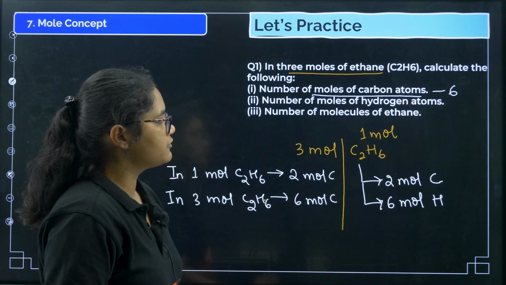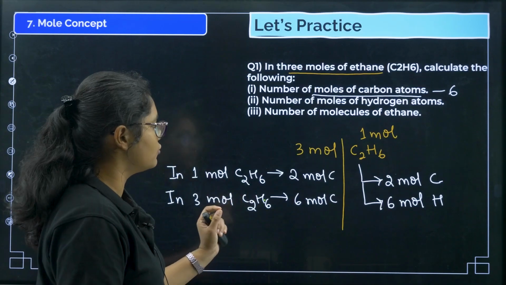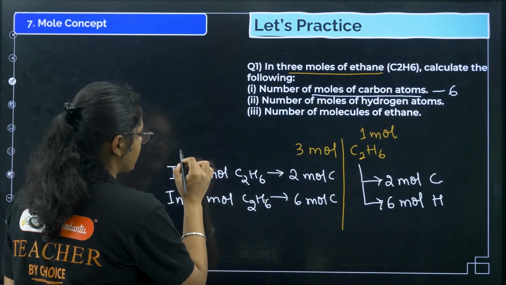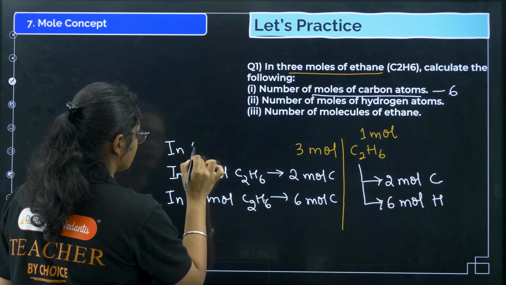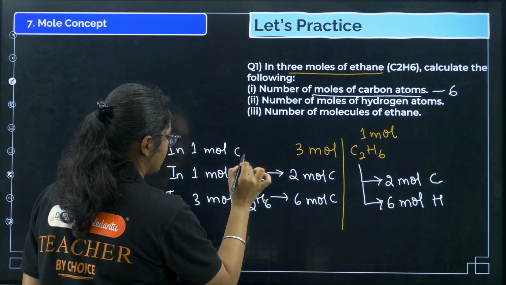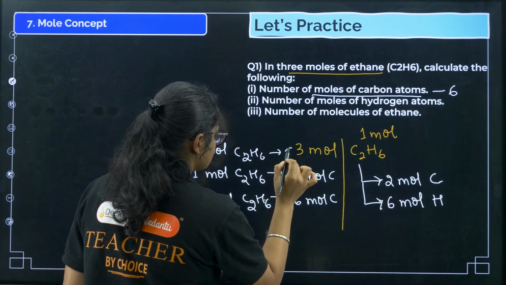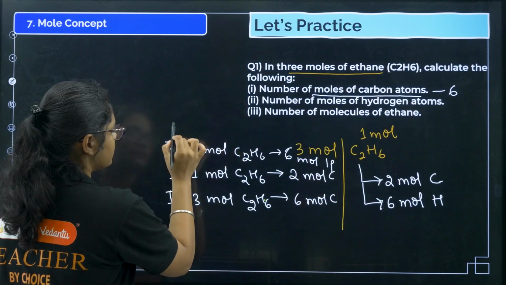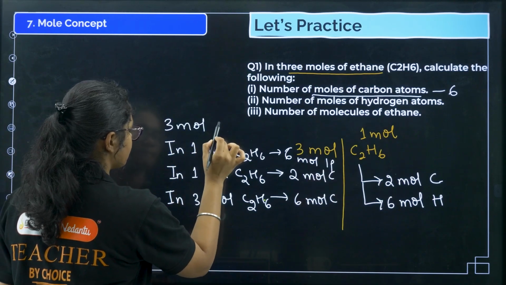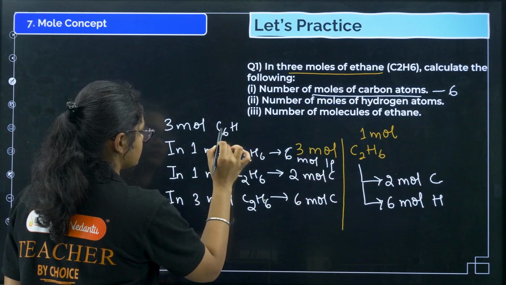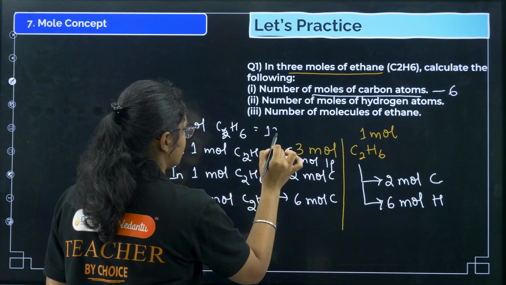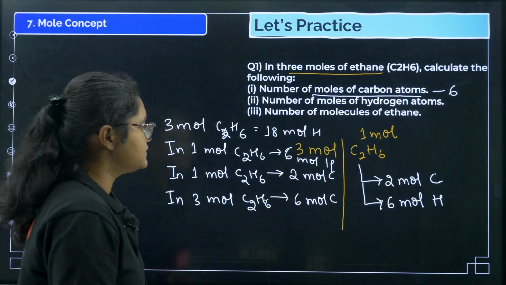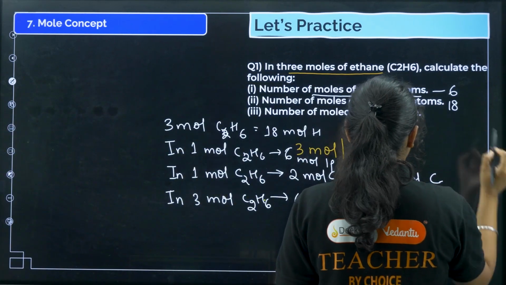Next, number of moles of hydrogen atoms. If you want to calculate the number of moles of hydrogen, I can say that in 1 mole of ethane, right, we have 6 moles of hydrogen. Then in 3 moles of ethane, C2H6, we will have 18 moles of hydrogen, right? That means here the answer will be 18 moles.